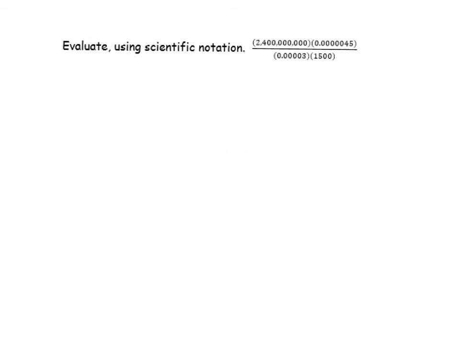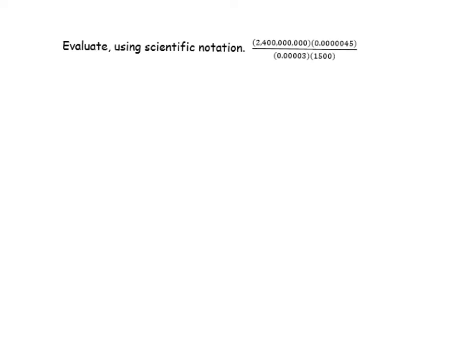Our last example in the video, evaluate using scientific notation. 2,400,000,000 times 0.00000045 divided by 0.00003 times 1,500. Sounds like a pretty common problem you'd see in life, so let's simplify it using scientific notation. Now you could plug it all into your calculator. I totally get that that could happen. However, if you needed to utilize scientific notation in some other form or some other part of the problem, start by taking each parenthesis and converting it to scientific notation.